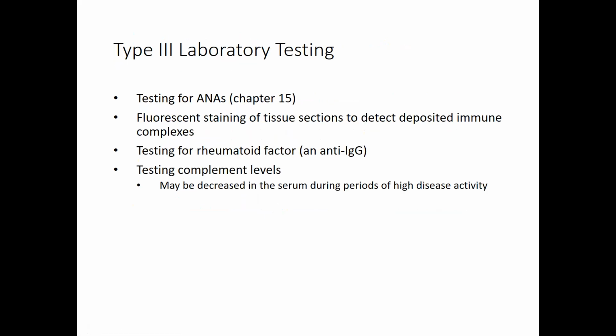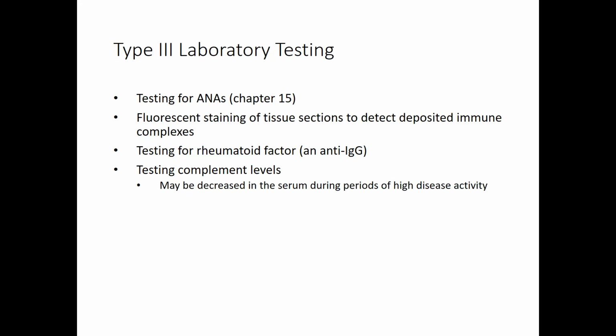How do we test for type 3 hypersensitivity? We test with antinuclear antibodies, which will be covered in autoimmunity. We can also do some staining of tissue sections to actually look and see if there are deposited immune complexes. We can use an anti-immunoglobulin, an anti-human antibody, to look for something called rheumatoid factor, which, again, we'll talk about in chapter 15.